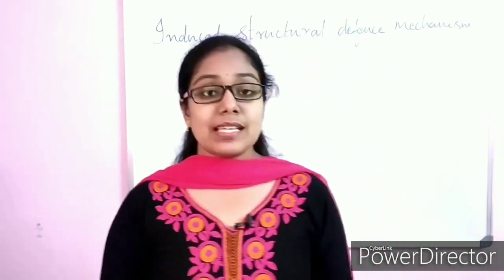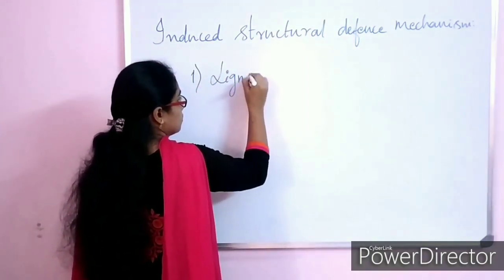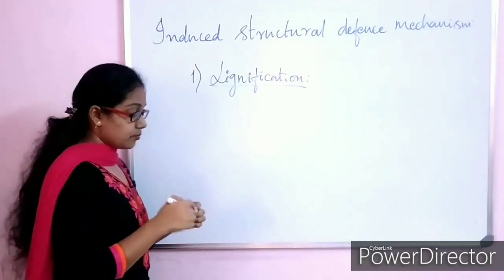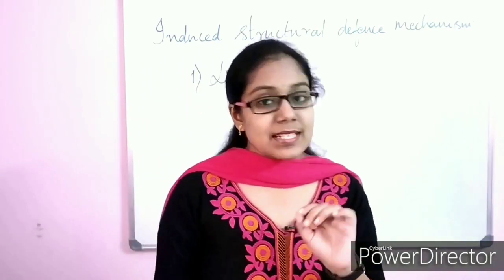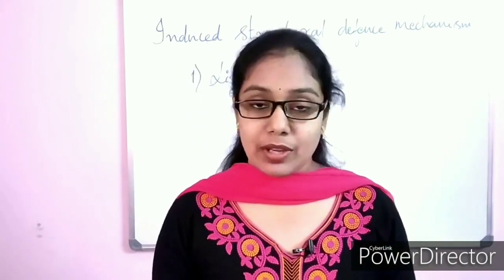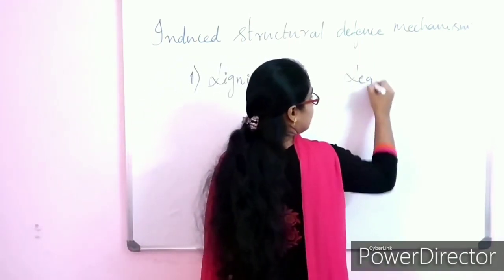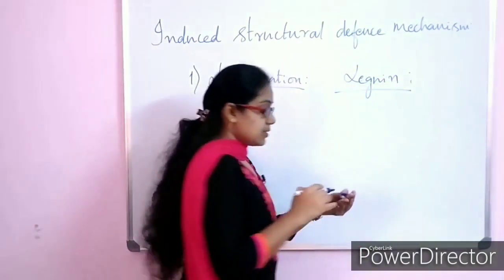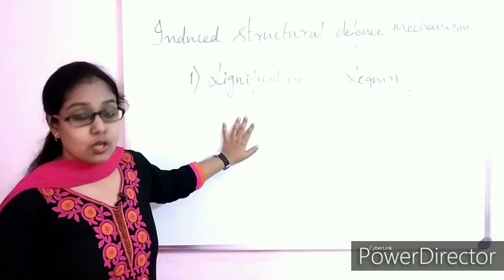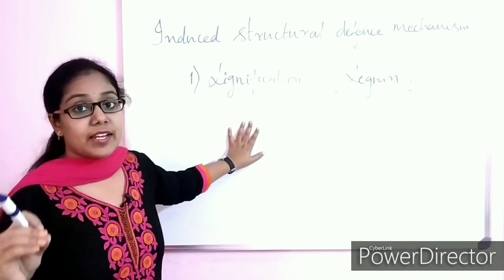The very first barrier is lignification. Yes, you know that the epidermal cells are made up of suberin, or they may be made up of lignin, or even pectin or chitin, whatever it is. The epidermal cells that are made up of lignin, or the cells where lignin deposition takes place, we call that lignification. Those lignified cells act as a barrier for hyphal penetration.